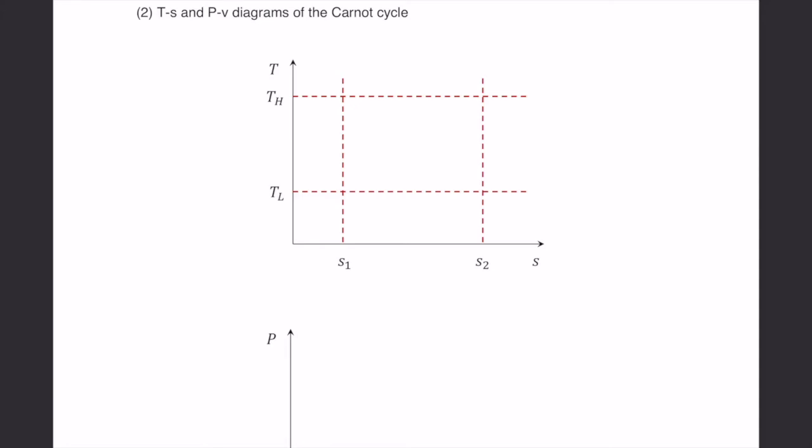Then, from those processes of the Carnot cycle I just described, how can you draw those processes of the Carnot cycle on the TS diagram and also on the PV diagram? At this moment, I really want you to pause this video lecture and try to make your own sketch of the TS diagram and PV diagram by yourself. During that time, I'm going to move to the whiteboard to explain more about how we can sketch the TS and PV diagrams.